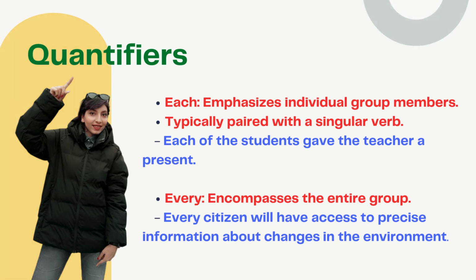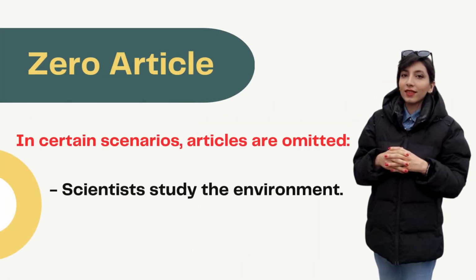How about zero article? Sometimes we don't use any article when talking about plural or uncountable nouns in general. For instance, scientists study the environment. We don't have any article in this sentence.